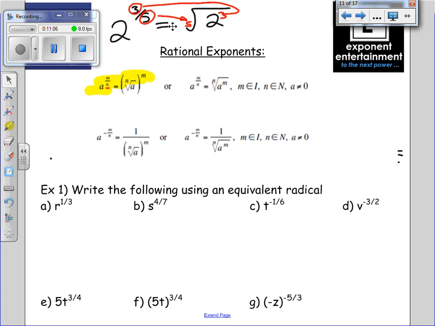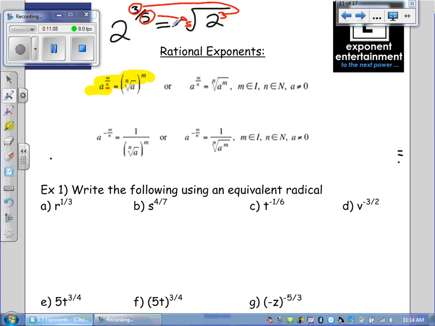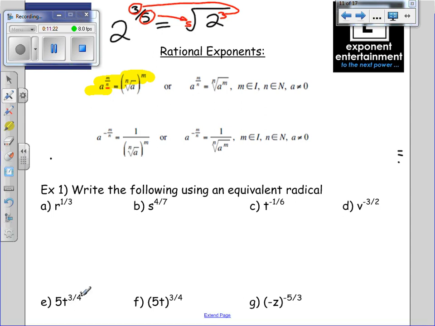Okay, so for this one, what is different about it? There's a 5 in the front. We have a coefficient. Does that actually change anything? No, because this 3/4 only applies to the t. So let's run through it quickly. The 5 remains. It's t to the power of 3/4. Just deal with the 3/4. It will become 5 4th root of t cubed.